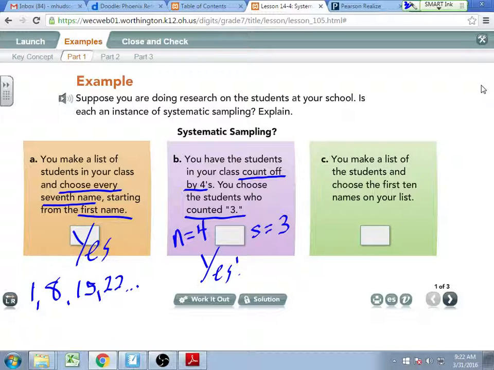You make a list of the students and choose the first 10 names on your list. Crystal, what do you think? No? Why do you think no? What kind of sample would this be? Convenience, assuming they're available, right? Because say we did the class and I chose the first 10 people from the class list. You're here. You're convenient. I can do that real easy.